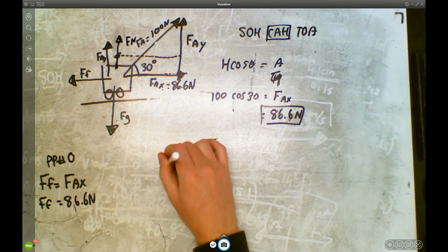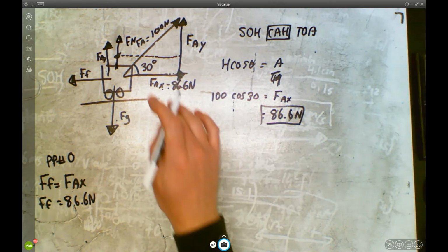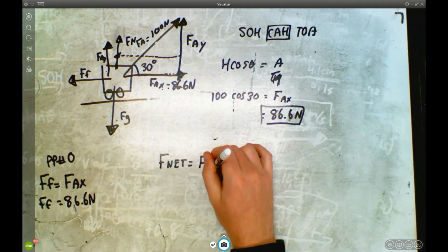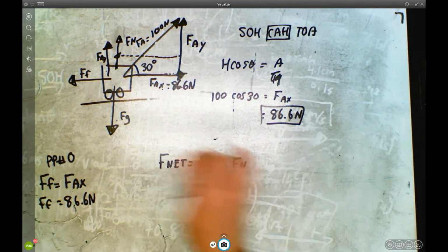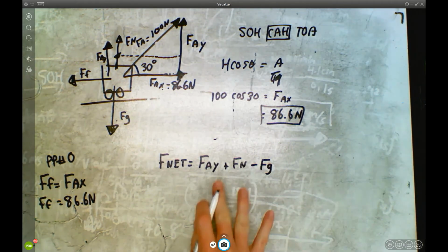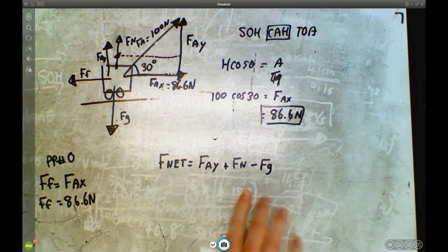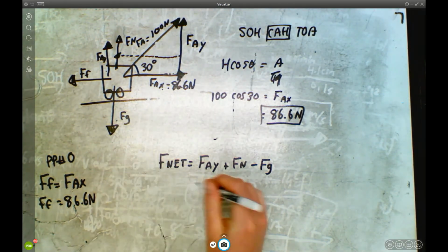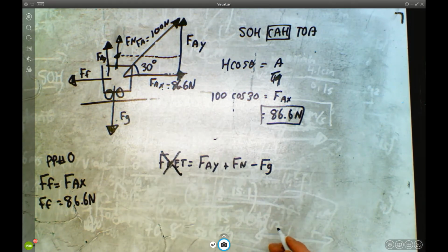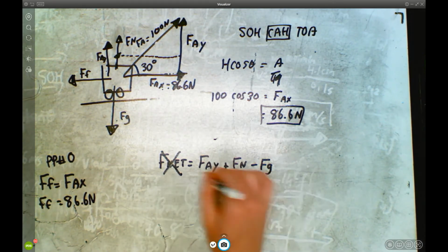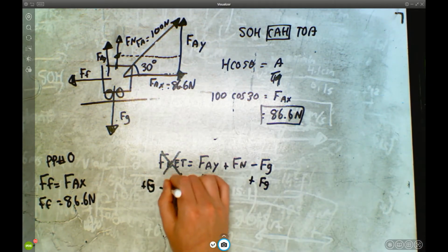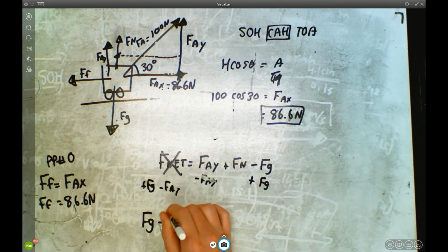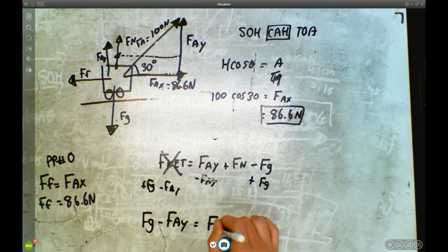So I can write out an F net equation. F net is going to be, well, I have these two going up, so I have my force applied in the y going up, and I have my force normal going up, and then I have my force of gravity going down. So up is positive, down is negative for this. If I want to find my force normal, this is my F net equation. But we know that the lawnmower is not moving up or down, so my F net is equal to 0. So all I have to do to solve this is add an Fg and subtract a force applied in the y from both sides. And I get force of gravity minus my force applied in the y equals my force normal.